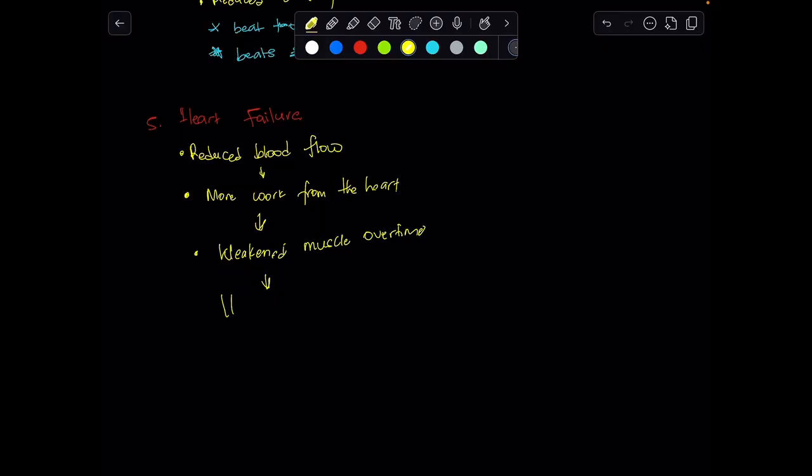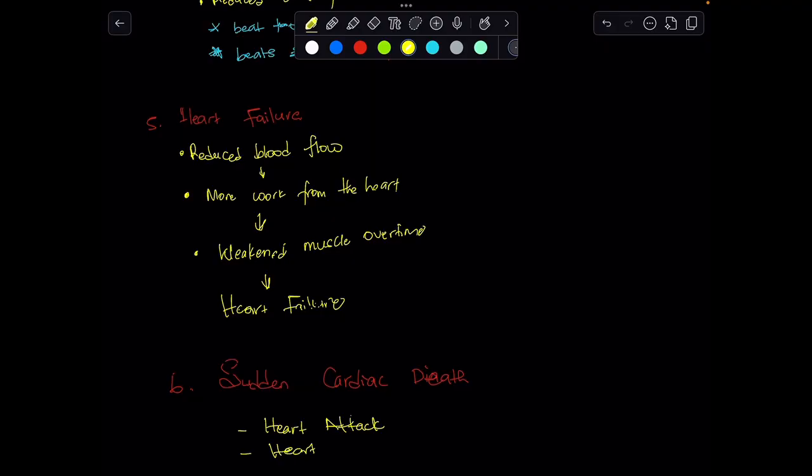And last but not least for this one, it can cause sudden cardiac death. And this comes from the heart attack, the heart failure. So heart attack or myocardial infarction, heart failure, all of these cause cardiac death, to be honest. This can happen and result in cardiac death.